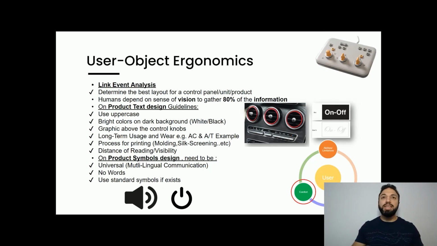And here, the first thing you need to do is something called a link event analysis, which is basically a very simple flow chart, if you will, of what I'm going to do if I'm the user. Let's say a keyboard. Step one, I take the keyboard out of the box. Is that event easy to do? Can I take it easily out of the box? Can I take the zip tie or the wire tie easily out? Then I'm going to plug it in, event number two, and so on and so forth.